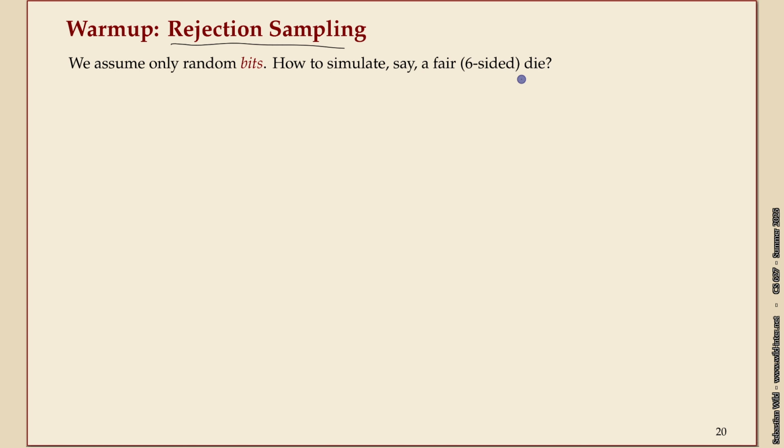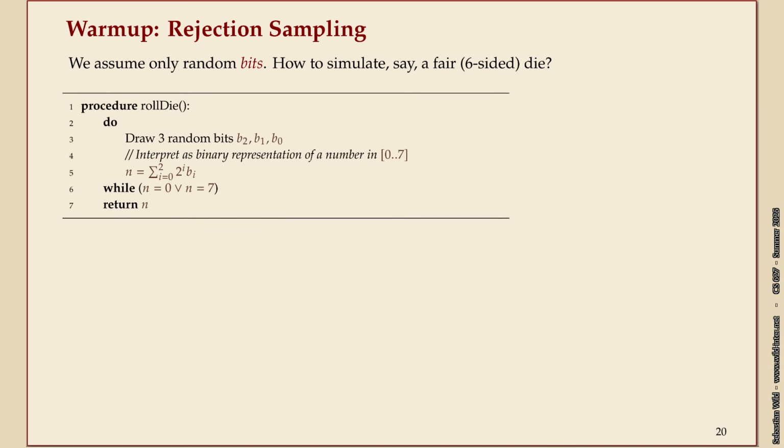How do I do that with just bits? Seems tricky, but luckily there's a general solution that always works and is a lovely algorithm, which is called rejection sampling. So for this concrete example, it's spelled out here. I just called it roll die.